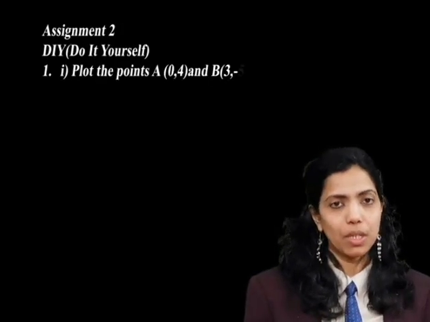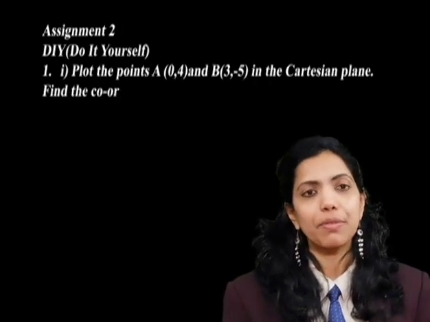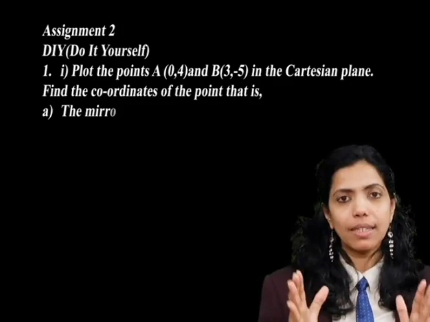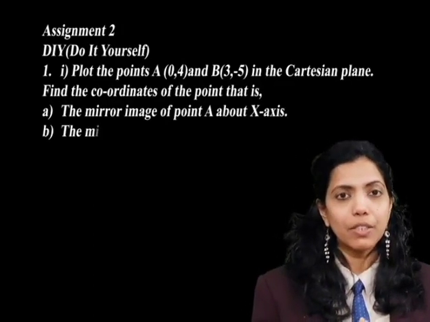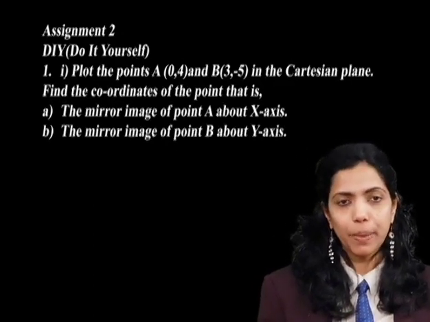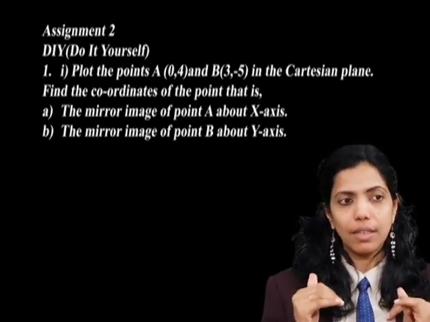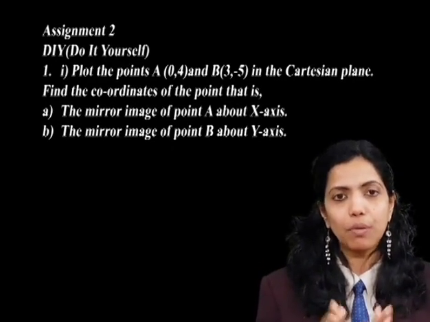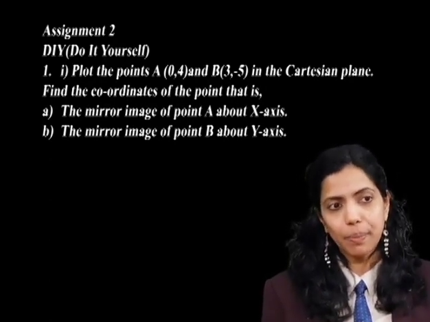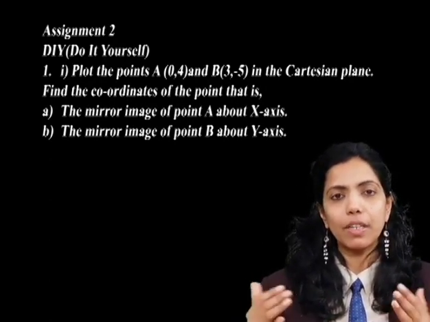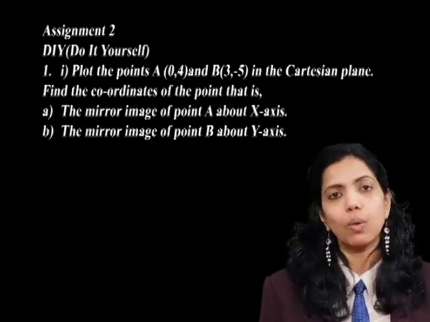It's the time for the assignment. Assignment number 2, DIY, do it yourself. Plot the points A (0, 4) and B (minus 3, minus 5) in the Cartesian plane. Find the coordinates of the point A dash, the mirror image of the point A in the x-axis, and B dash, the mirror image of the point B in the y-axis.